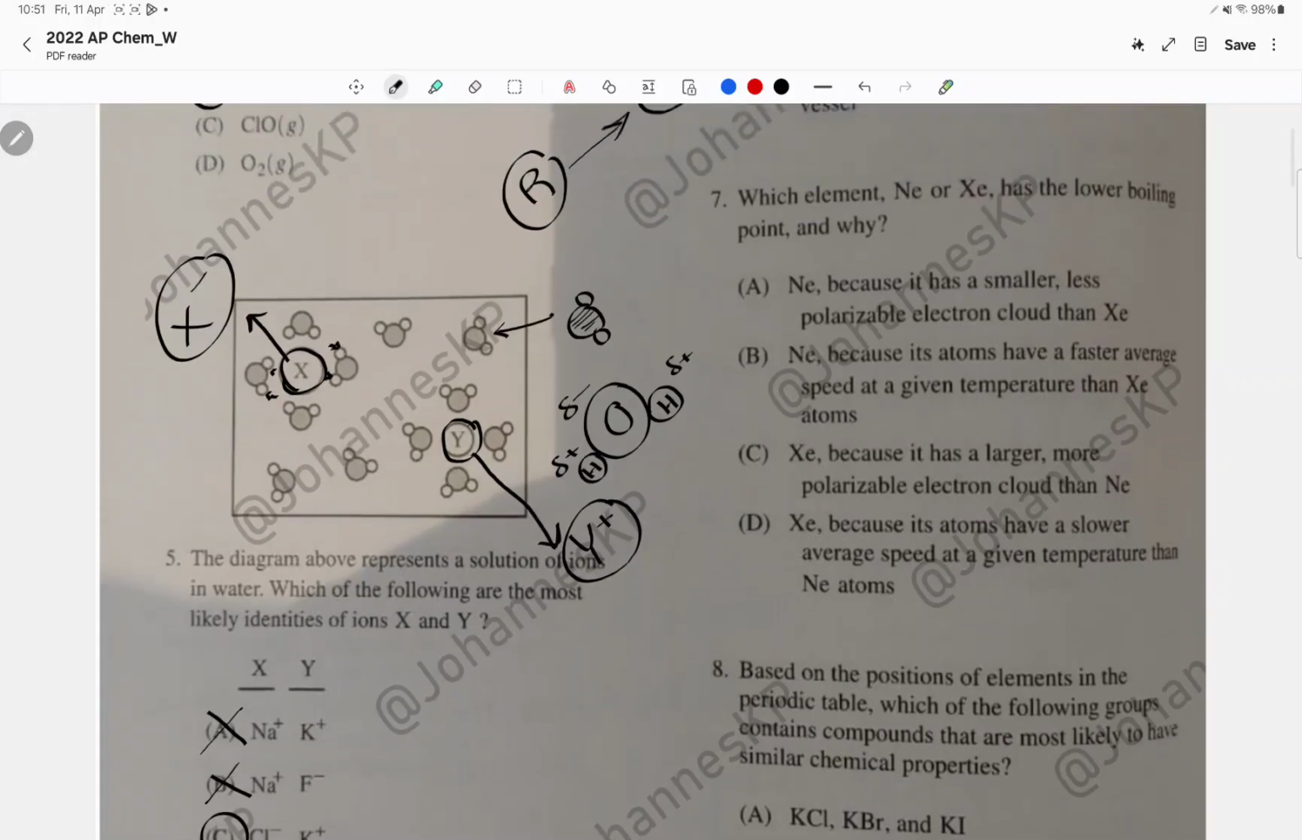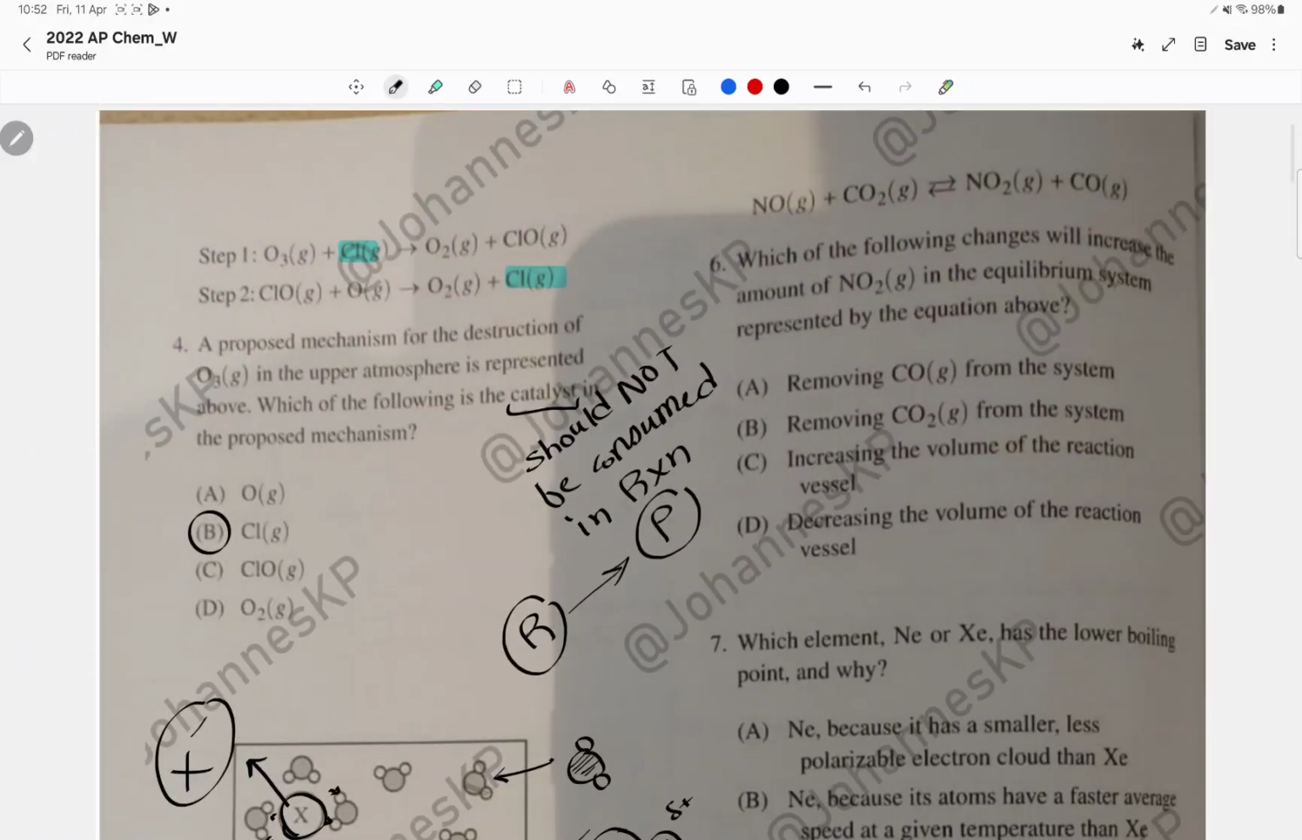Okay. Question 6. Which of the following is going to increase the amount of the NO2? And that means the reaction has to be shifting toward the product to increase amount of the NO2. So to shift toward the product, you must either remove some amount of the product or you have to add some reactants. And so the answer is going to be A. Because if you were to remove some CO from the system, the right side will decline. We have to go toward the right side to make up for the decline. So it's going to be A.